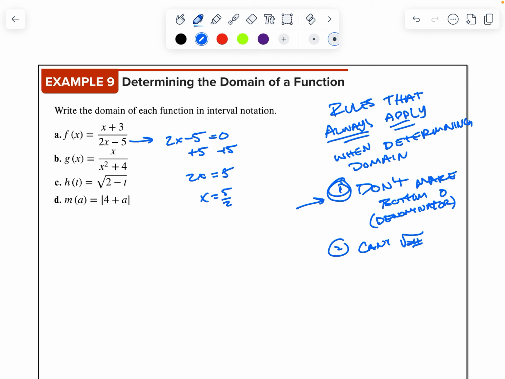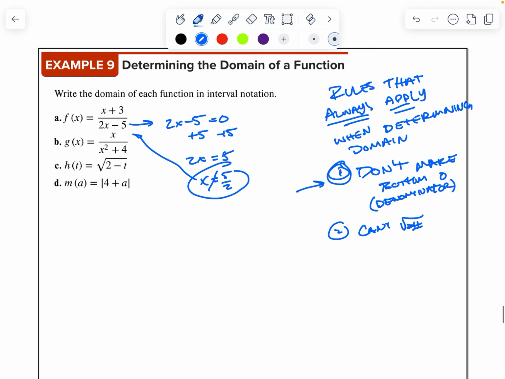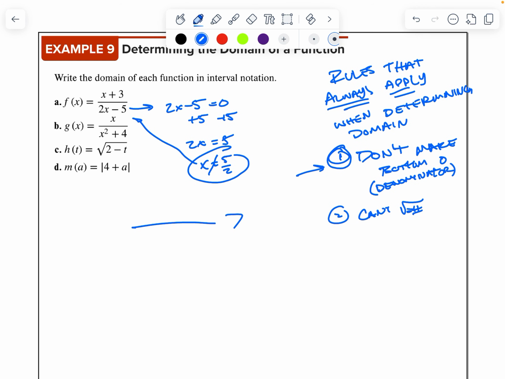X can be anything except for that, right? That's the number that would make the bottom 0. So if we look at that on a number line, 5 over 2, that's like 2.5, so 3 is above it, 2 is below it. X cannot be that. That should not be included. But it can be anything to the left of it. That's fine. It can be anything to the right of it. That's fine. And our domain is everything from negative infinity to that number, 5 over 2, and then everything from 5 over 2 to infinity. It can't be that number because that number makes the bottom 0, and you can't divide by 0.